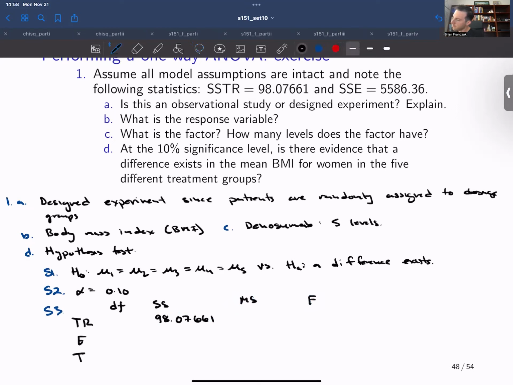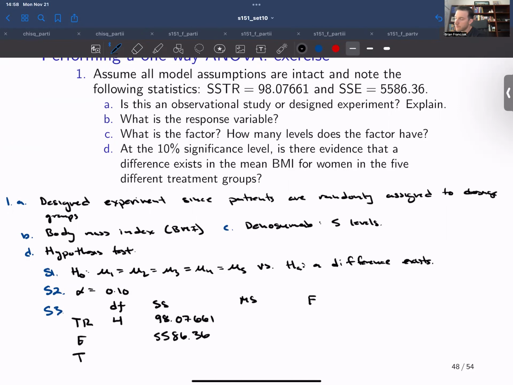And then we are told the sum of square error is 5,586.36. To get the degrees of freedom for the treatment, we take the number of levels and we subtract 1. So there are 5 levels in this problem. So that means the degree of freedom treatment is 4. So number of levels minus 1.